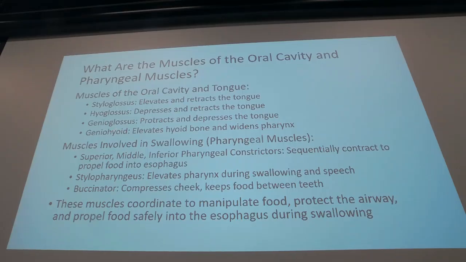So the muscles of the oral cavity that have the name glossus insert into the tongue. Styloglossus is a muscle that elevates the tongue and retracts the tongue. Hyoglossus depresses and retracts the tongue. Genioglossus protracts and depresses the tongue. Now, all of these that end in glossus are innervated by cranial nerve number 12.